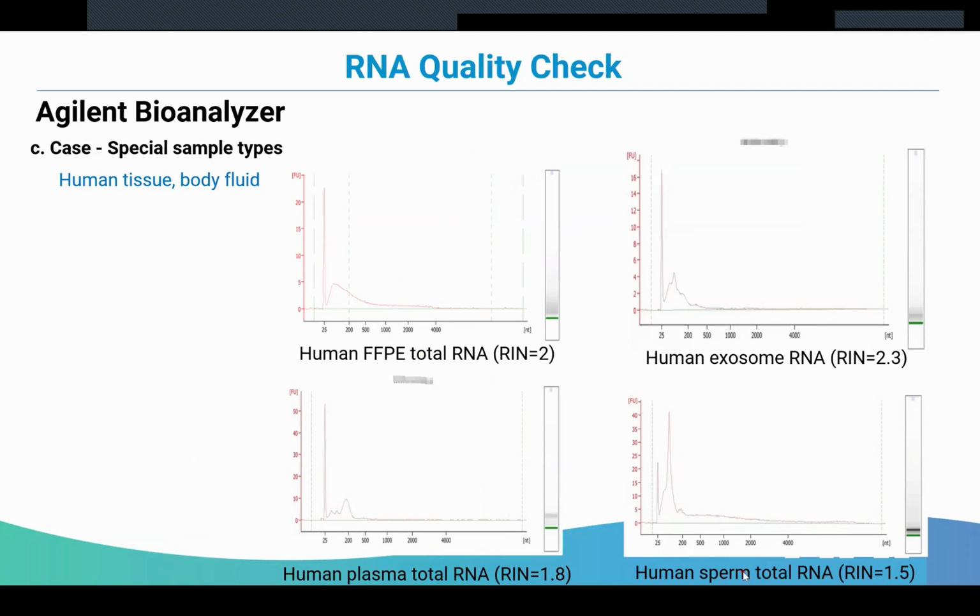For samples such as sperm, plasma, and exosome, the RNAs normally contain small RNAs, degraded ribosomal RNA or mRNA, or other RNAs. So the peaks are normally in the region of less than 200 nucleotides, as we can see here.